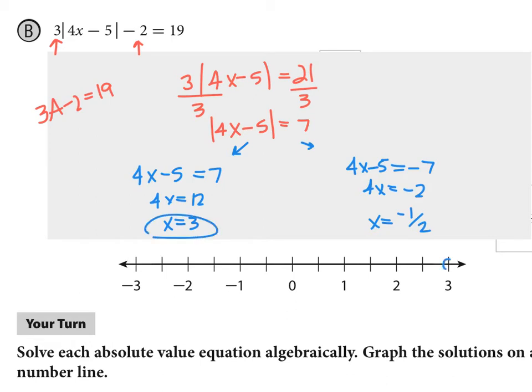X equals 3, so that's just going to be a solid dot here because it equals that, but it's not an inequality, so I can't shade anywhere. And then x equals -1/2, which is going to be right here in between 0 and -1. All right, so those are my 2 solutions to this absolute value equation.